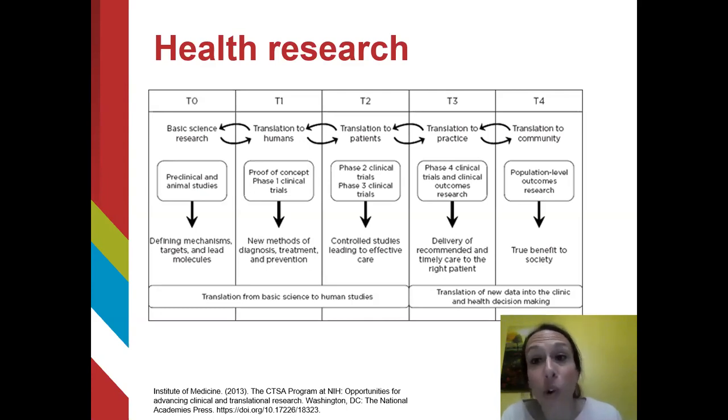In fact, T4, or that population level health research, is an interdisciplinary field. You can take my case, for example. My PhD is not in public health. My PhD is in family and community studies, but you can see how someone with my background could be a benefit to public health.